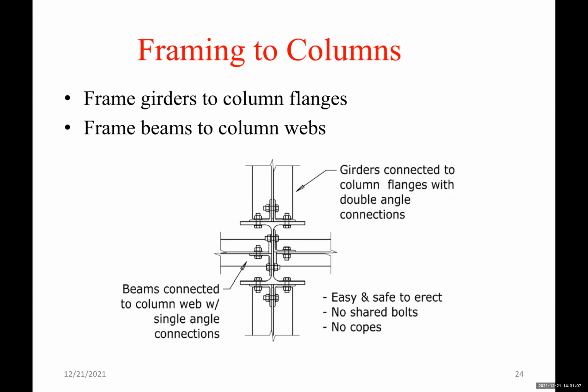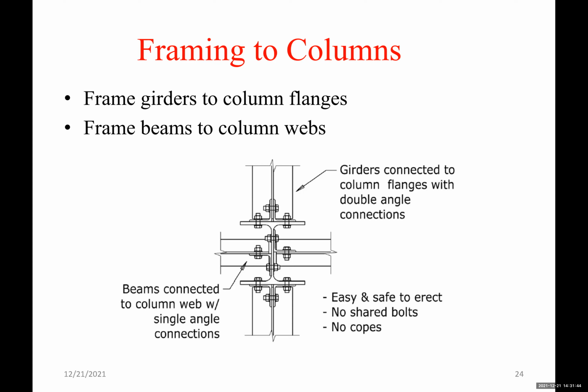Framing to columns. Frame girders to column flanges and frame beams to column webs. Okay, girders typically support columns, right? So they have higher reactions. So the result is bigger beams. Bigger beams could be deeper or the flange could be wider. So we frame those to the flange, because in the flange, of course, we have more space to have a connection, as we can see.